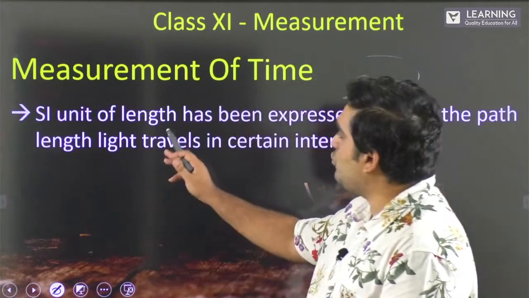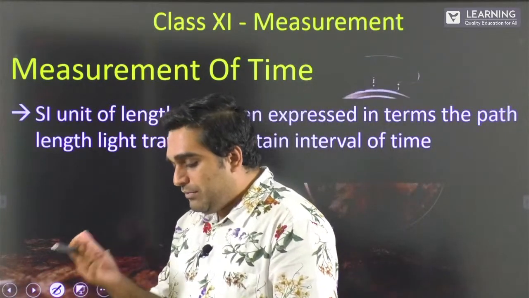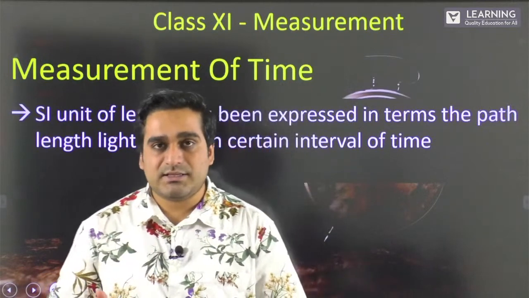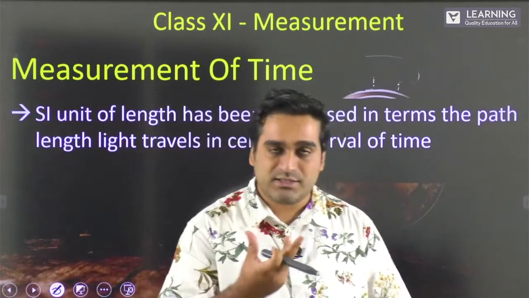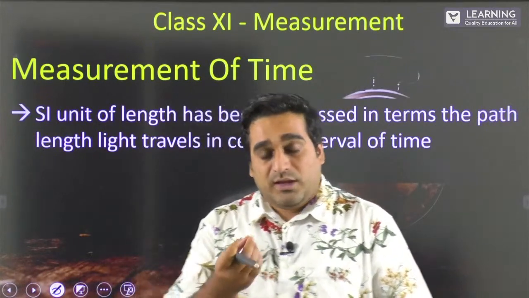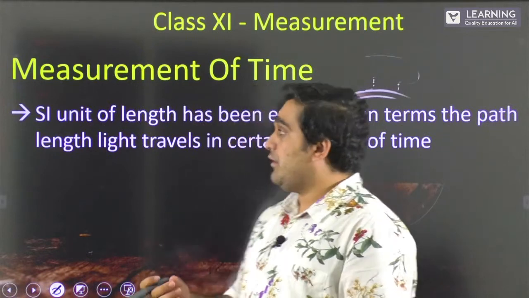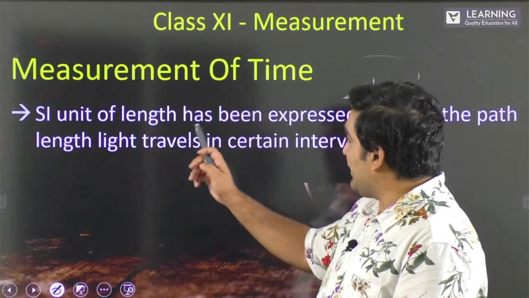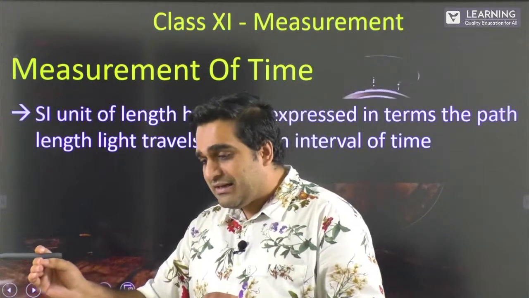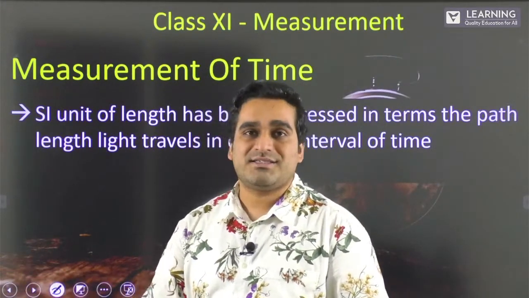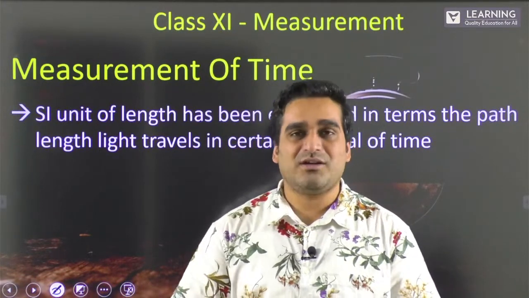Getting back to the unit of length, now that time can be calculated so precisely, we can also define our length using this quantity. Length now can be expressed in terms of the distance that light travels in 1 second. Distance light travels in 1 second.